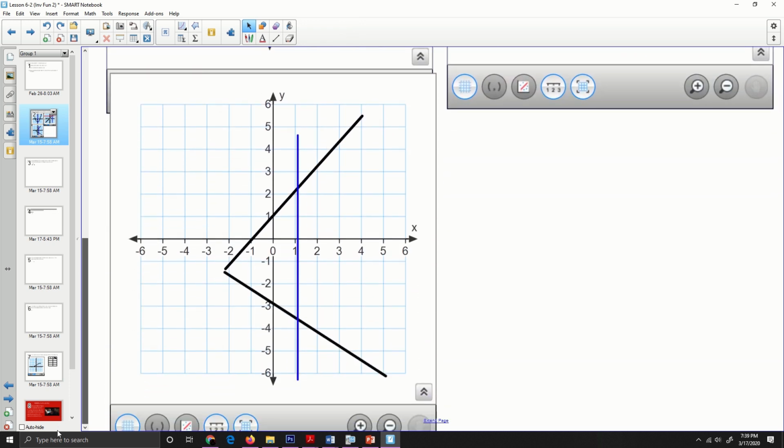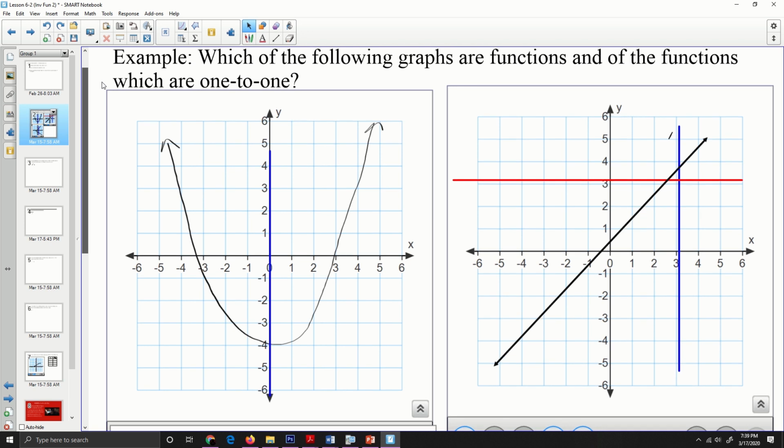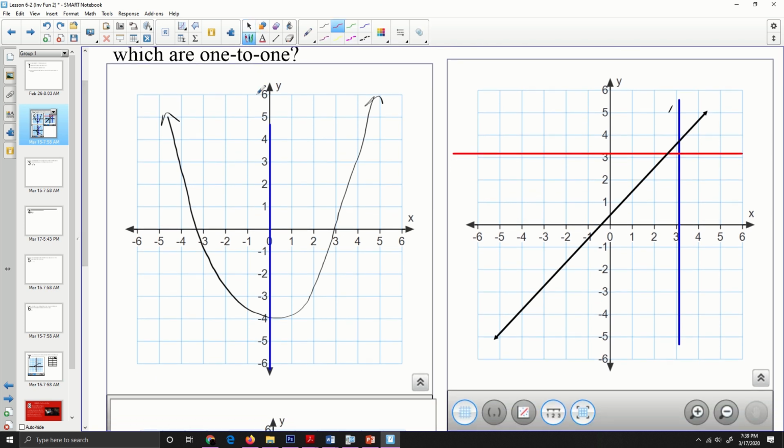Here is another relation. This relation is not even a function, and it's also not one-to-one. So if it's not a function, it's definitely not going to be one-to-one as well, and that's going to come into play a little bit later. All right. So just to recap, this thing is a function.